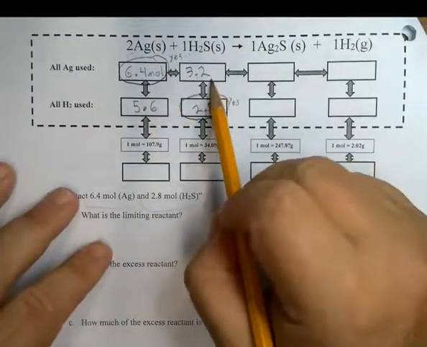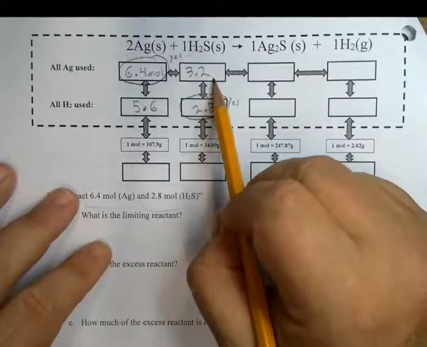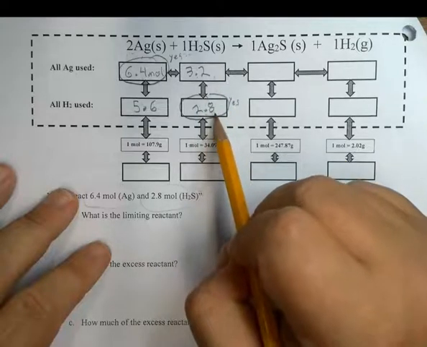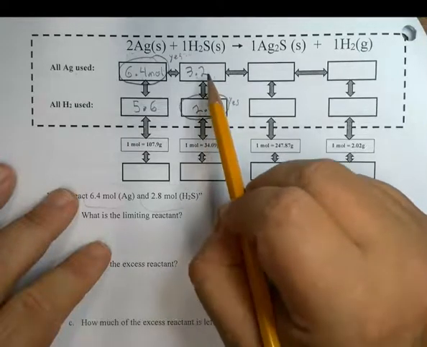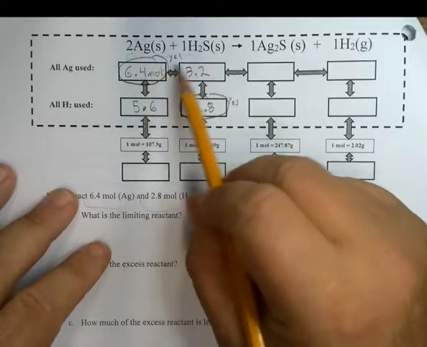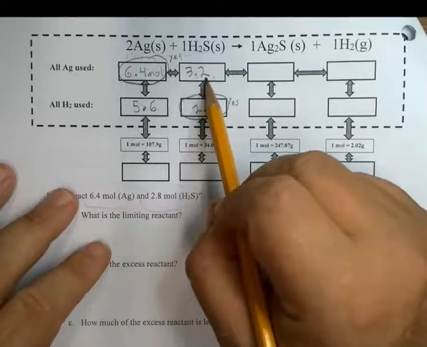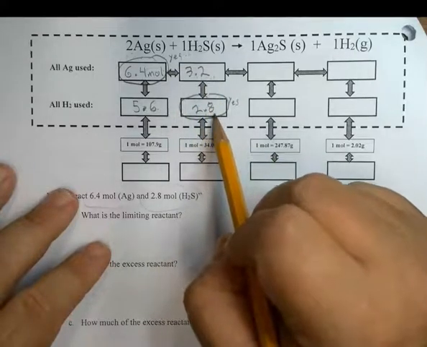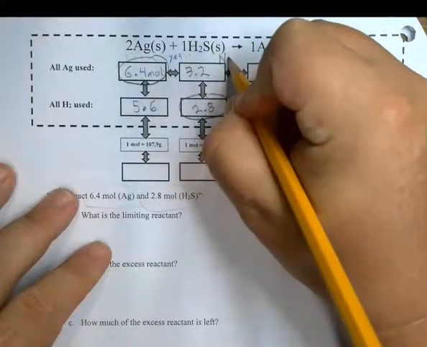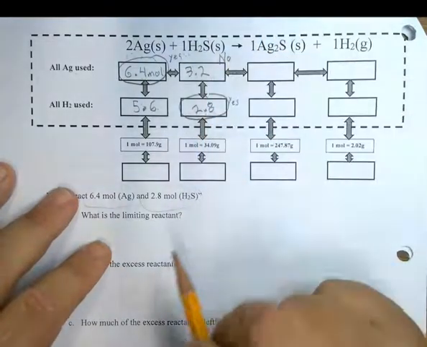Now we go over to hydrogen sulfide. Do we have at least 3.2 moles of hydrogen sulfide? And the answer is no. We were only given 2.8. In order to make this reaction run completely so that both of these are used up, we have to have 3.2 moles, but we weren't given 3.2, we were only given 2.8. So the answer to this is no, we don't have at least 3.2 moles.